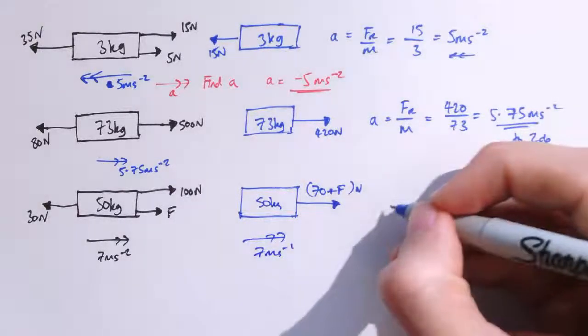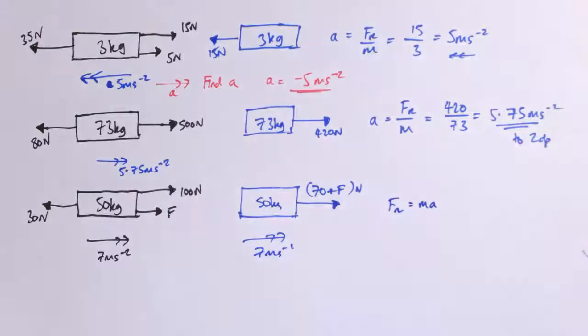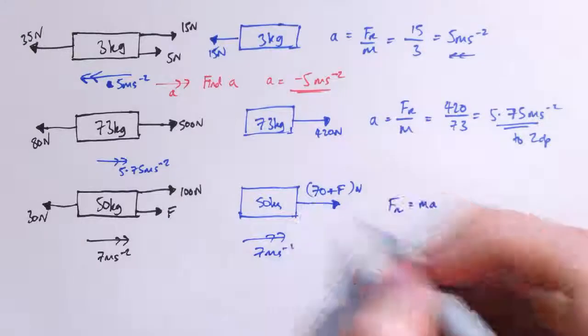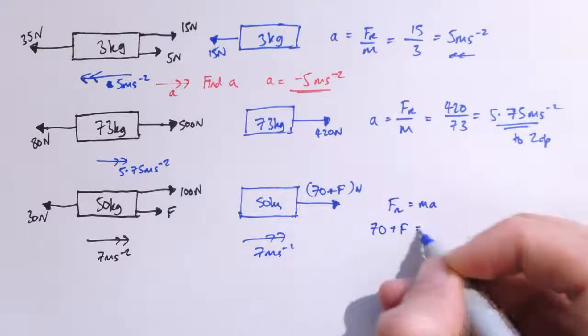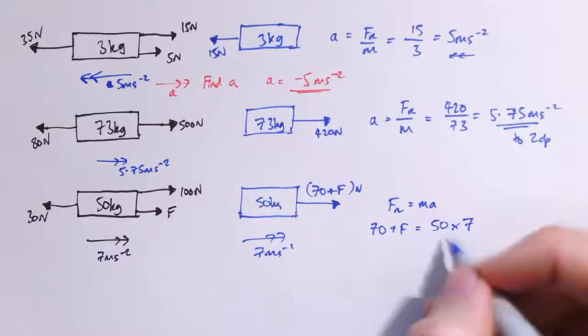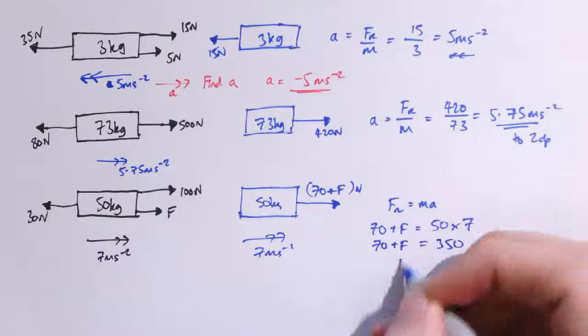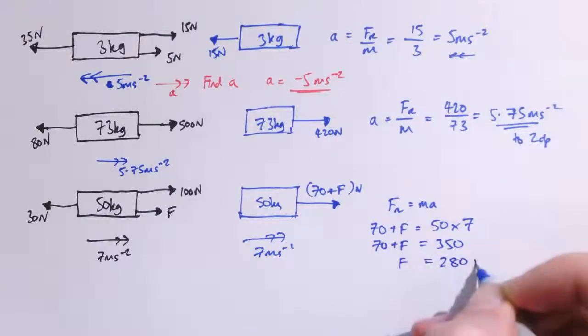So if we apply Fr equals ma, then the resultant force is 70 plus F, that's equal to the mass of 50 times the acceleration of 7. So we've got 70 plus F equals 350, so F equals 280 newtons.